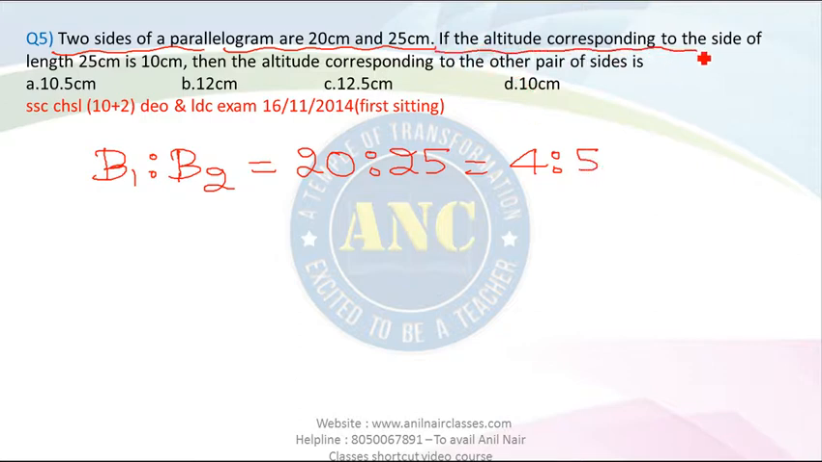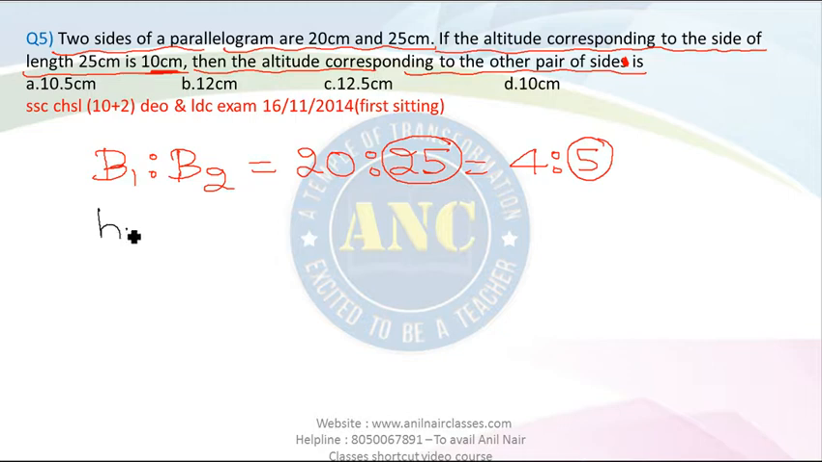If the altitude corresponding to the side of length 25 is 10 centimeters, then what is the altitude corresponding to the other pair of sides? Sorry, let me read the question, sir. If the altitude corresponding to the side of length 25, the side of length 25 means it is the second triangle. Now the height of this second triangle is given in the question as 10 centimeters. H2 is given, H1 is what we are finding. Now H1 is to H2.